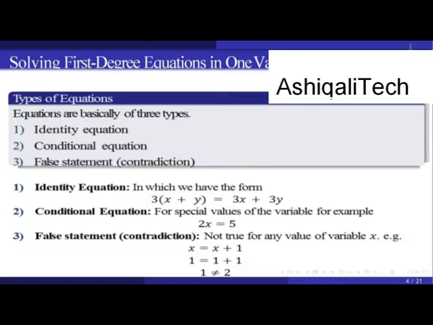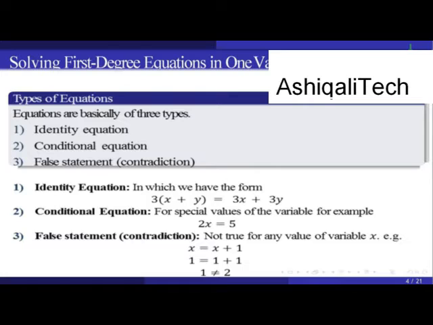First of all, we define identity equation. It is an equation of the form 3 times (x plus y) is equal to 3x plus 3y. Second type of equation is called conditional equation, and its definition is that it holds for special values of our variable, for example 2x is equal to 5. The third type of equation is called false statement or contradiction. It is not true for any value of the variable x.